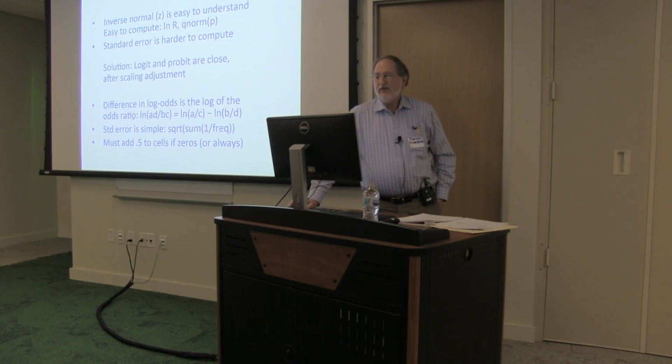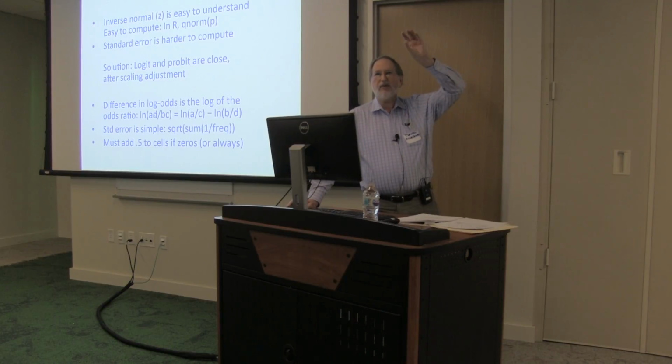If you ever did an analysis of 2x2 tables, which is the simplest kind of analysis there is in categorical data, often the relationship is expressed as a difference in the log odds ratios. And so it's the log of these, where A, B, C, and D are the cell frequencies in the 4 cells of the table.